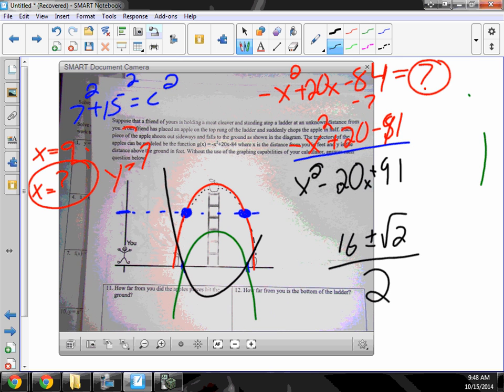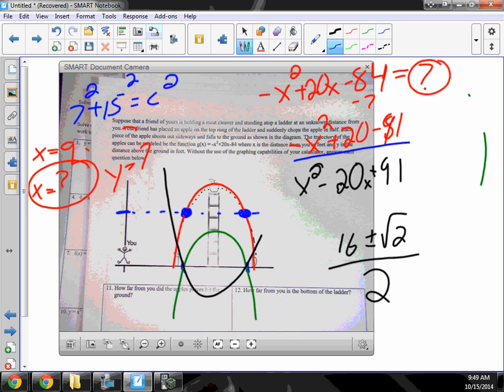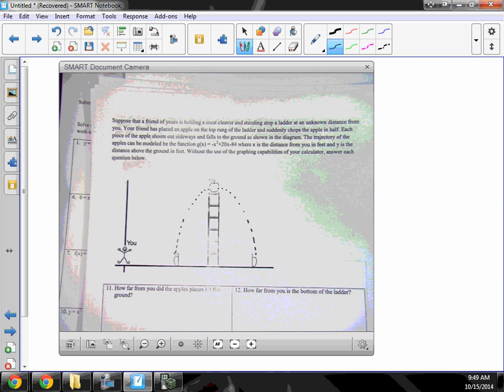No. So how would you find the answers? How would you get the decimal if you had this? You would do 16 plus root 2, hit enter, divide by 2. 16 minus root 2, hit enter, divide by 2. And that will tell you the decimal values. Right there and right there. Okay? So that's part of your assignment today.